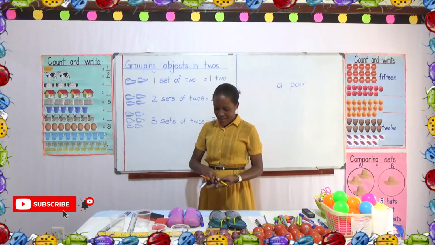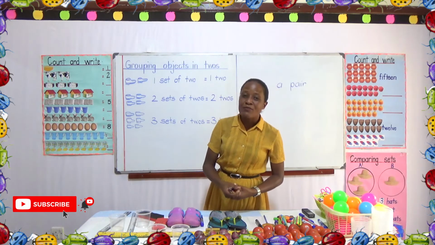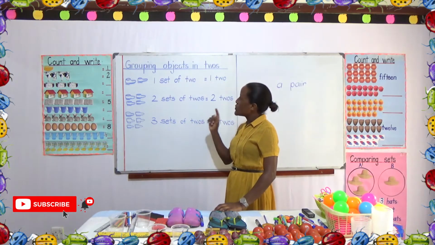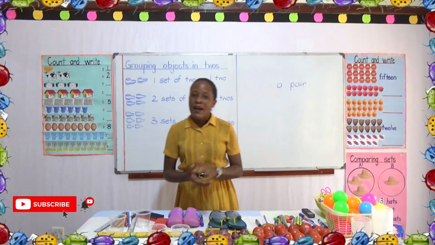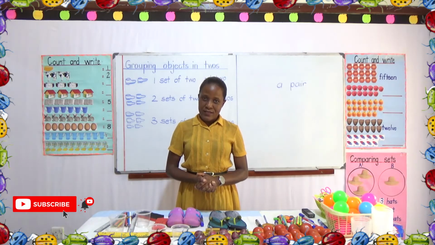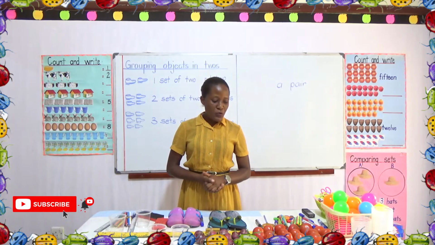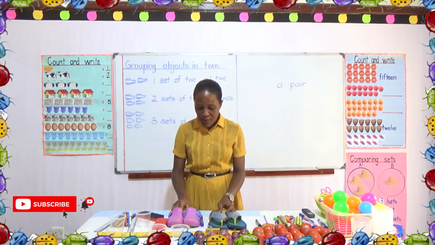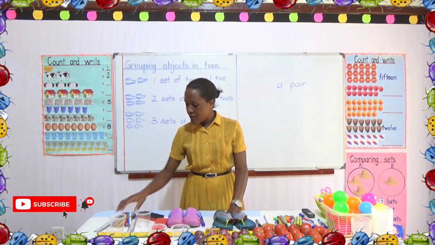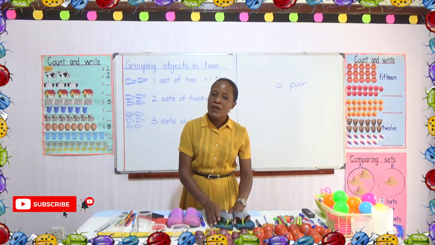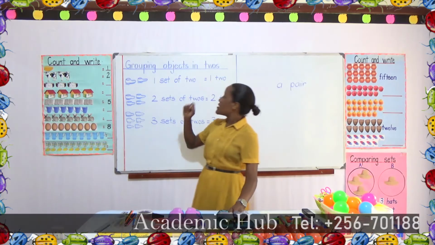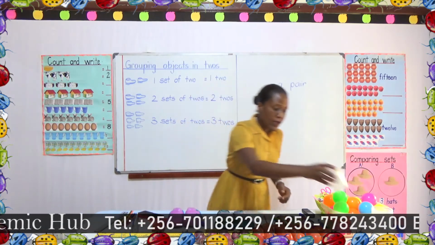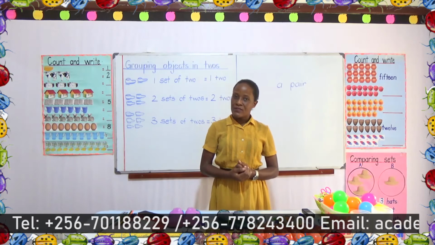Very good. Now, I want you to get your exercise books and do the activity I am going to give you, okay? Tomorrow or in our next lesson, we shall use more objects. Remember, we have our tomatoes here, we have our onions, shoes, cups, colored pencils. We shall use more of them, and we see how we can group objects in twos, okay? Get your books ready, everybody. Get your pencil, a sharp one, and we start the activity, okay?